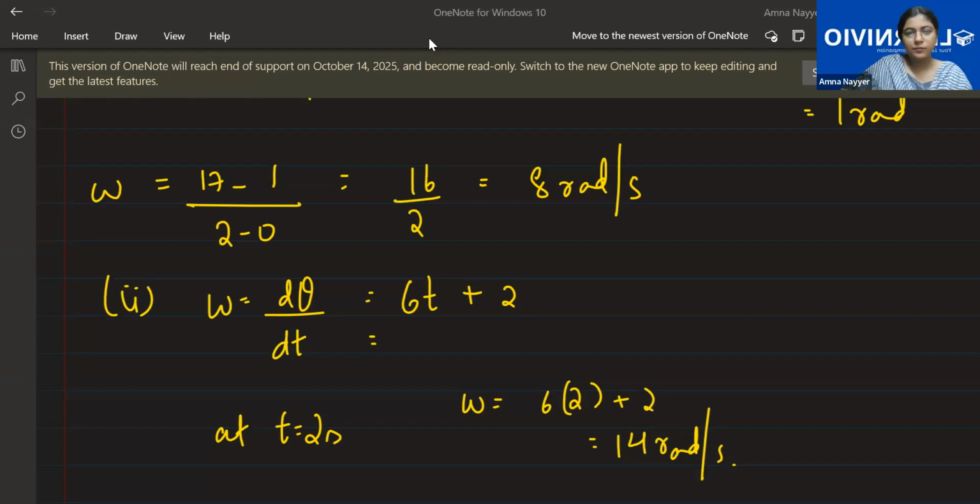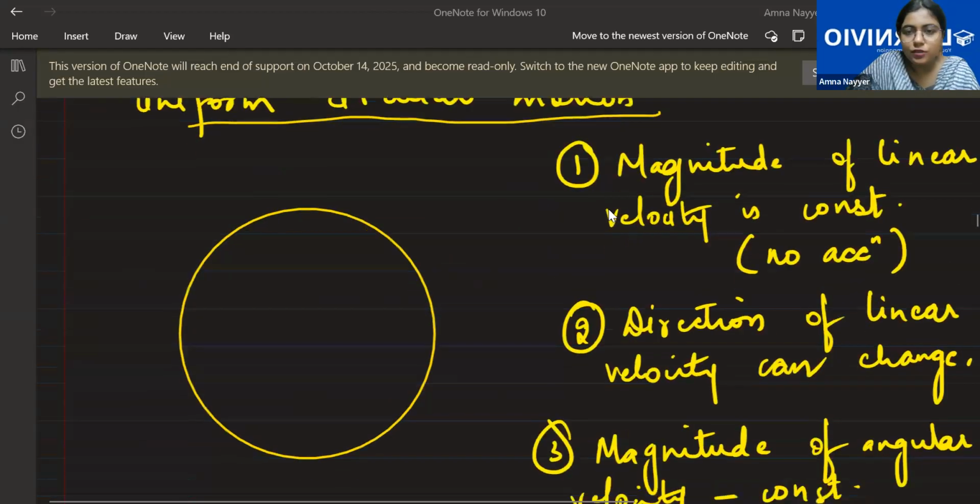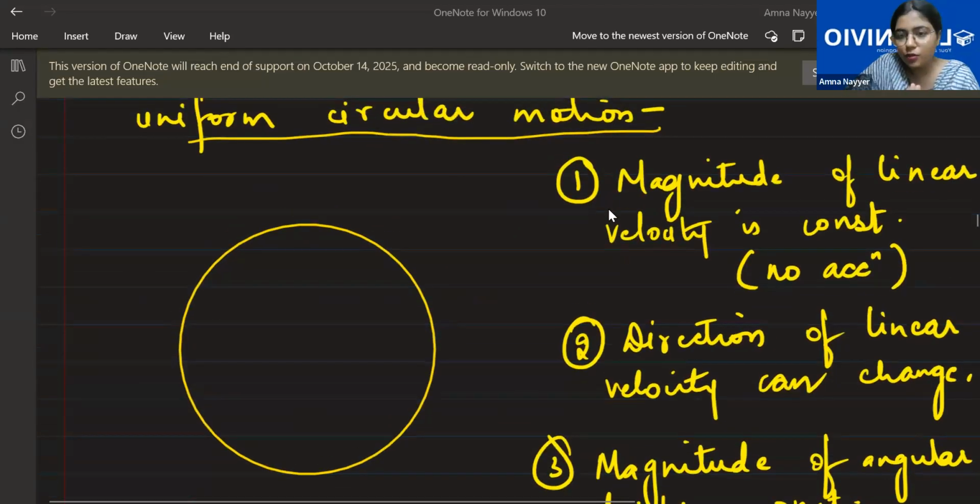I'm done. Okay. See, coming to the uniform circular motion. So there are a few conditions that you should know when we talk about the uniform circular motion.